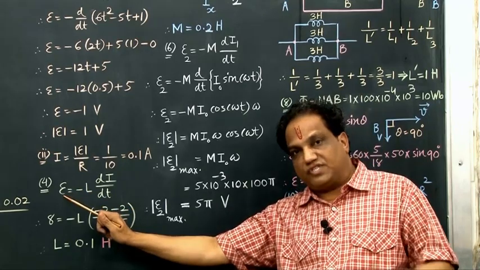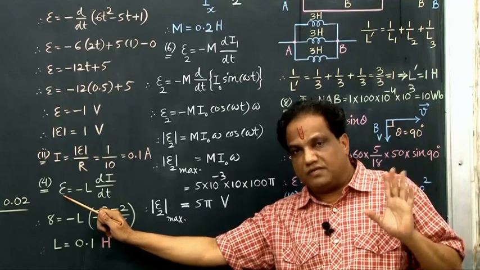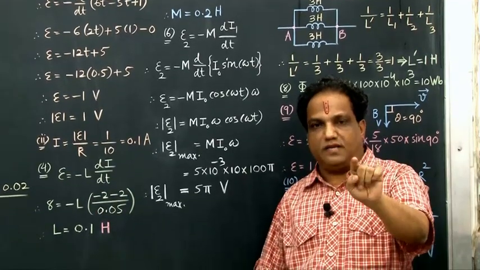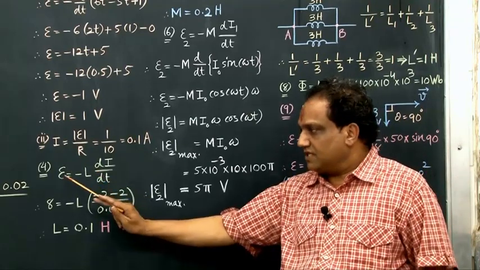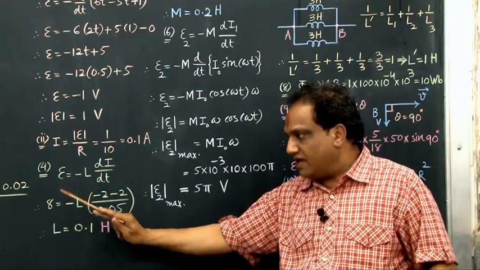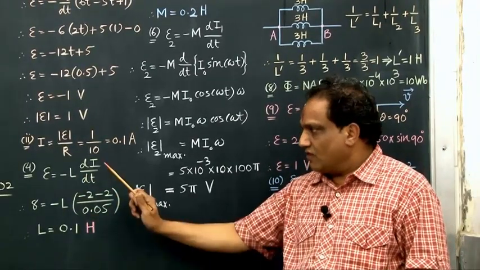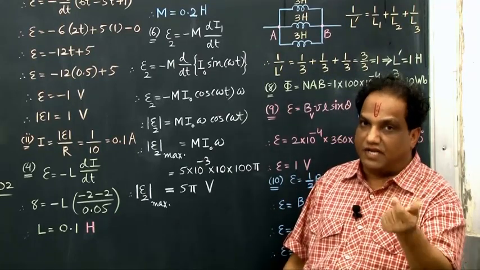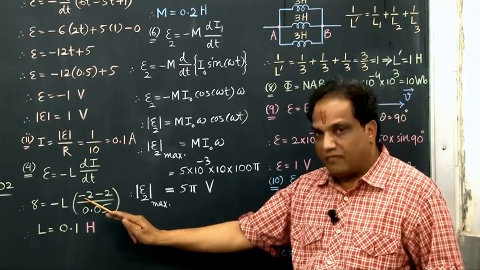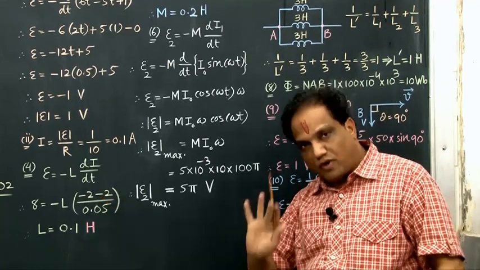The formula for self-induced EMF, remembered from the short note on self-induction, E equals to minus L di by dt. Fine. Now this self-induced EMF, they have given 8 volt, minus L as it is. What is this? Change of current. Change means what? Final minus initial. Final current they have given minus 2 ampere, minus initial current they have given 2 ampere.